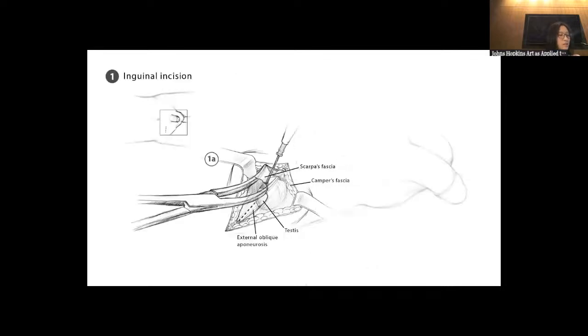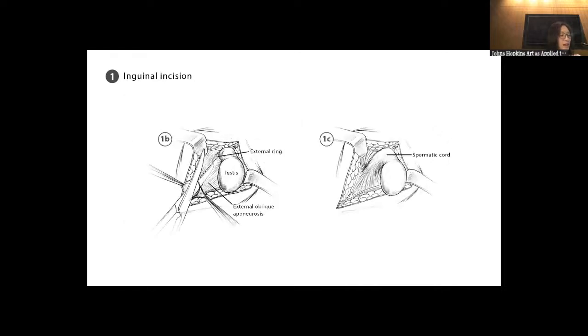So let's get started. A surgeon first palpates and makes an inguinal incision. A 3-centimeter incision is made on the skin overlying the external ring. First, Scarpa's fascia is divided, and the undescended testis can be visualized. Then the external oblique aponeurosis is incised down to the external ring in the direction of the striations. The testis is elevated out of the wound.